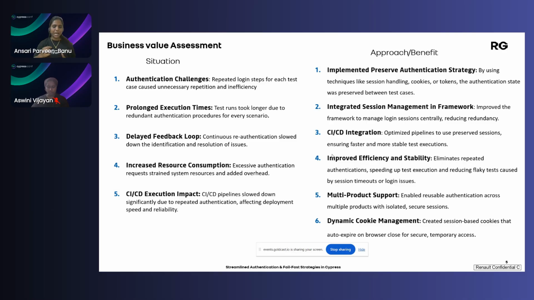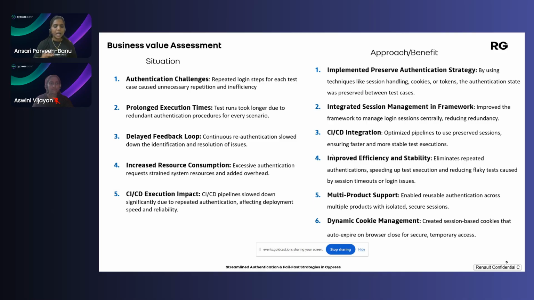For instance, our execution timeline was stretched because every new test started from scratch. It's really a very painful point for us. This slowed down our regression cycle and impacted the delivery timeline. It also impacted the feedback loop, another important pain point for us. Test results took longer to come in, which delayed defect analysis and slowed the pace of continuous integration.